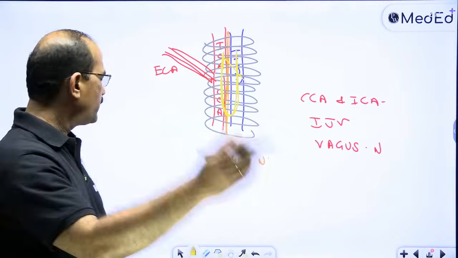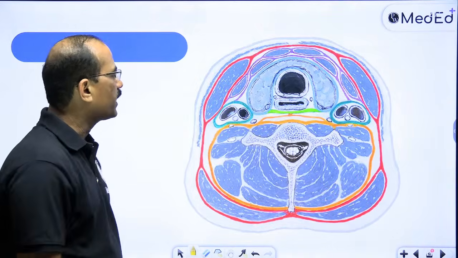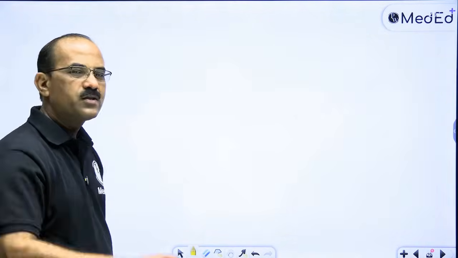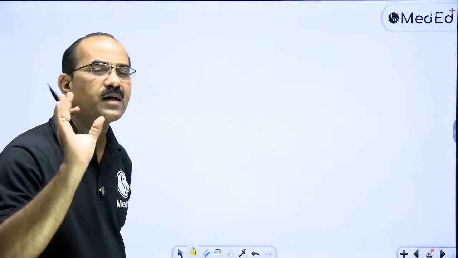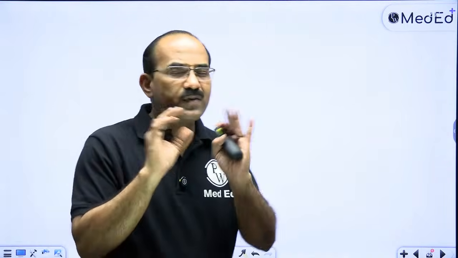Perfect. So let us understand the branches of external carotid artery. Okay, that's fine. So that's a way to answer this. अच्छे से आंसर करना है आपको वाइवा में. See, वाइवा is always a comparison.